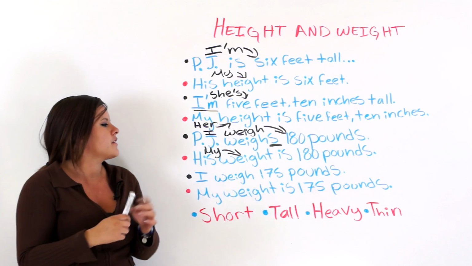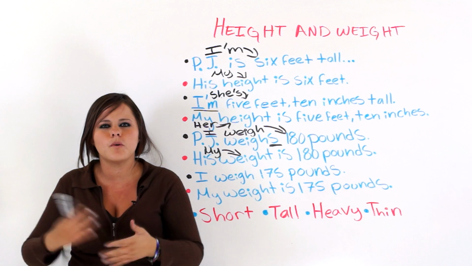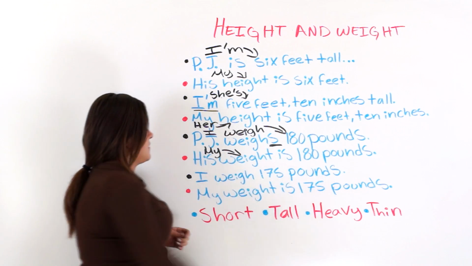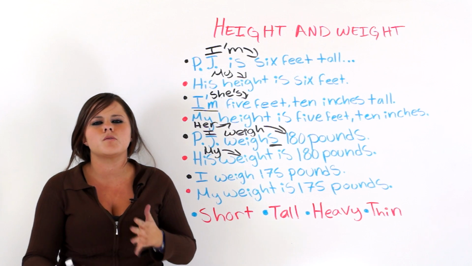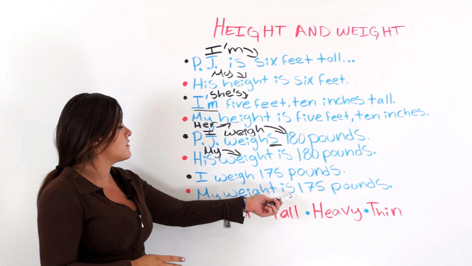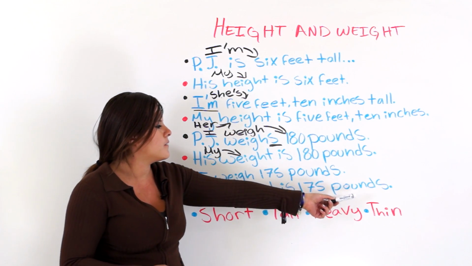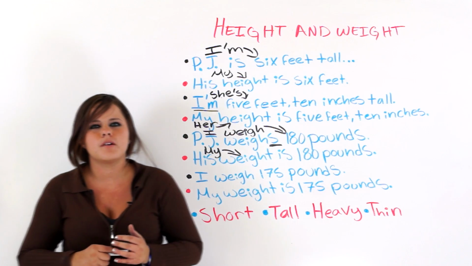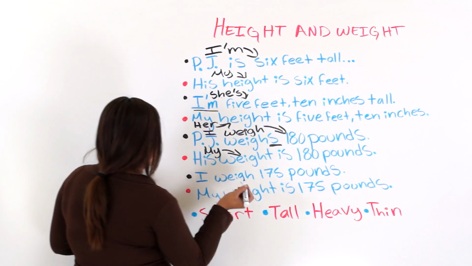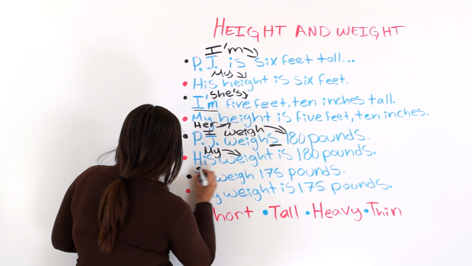Next example. If you ask me, how much do you weigh? I would say, I weigh 175 pounds. Okay, if you tell me, what's your weight? What is your weight? I would say, my weight is 175 pounds. But if you inquired about somebody else's weight, another girl's weight, I would say, she weighs, right?